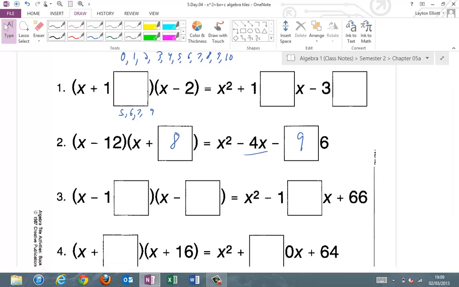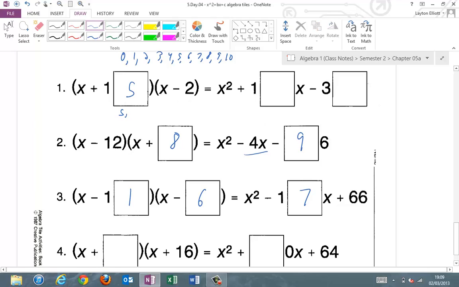I have, let's go to the next one, 66. That should tell you 11 and 6. So I'm going to have 11 and 6, which means that 6 is knocked off from up there. If I add them, outer and inner gives me a 7, negative 17, so that knocks off the 7 from up there. And I also used a 9, so that knocked off the 9. So this has to be a 5 in the box in number 1.